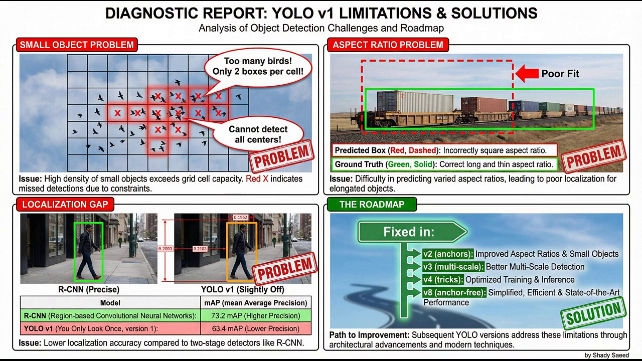YOLO V1 was revolutionary but not perfect. It struggled with small objects because the 7x7 grid was too coarse. Clusters of small objects overwhelmed cells limited to 2 boxes. Unusual aspect ratios like long trains were poorly predicted, and localization accuracy lagged behind 2-stage detectors. But these limitations were a roadmap, not a dead end. Each became a feature in the next generation.